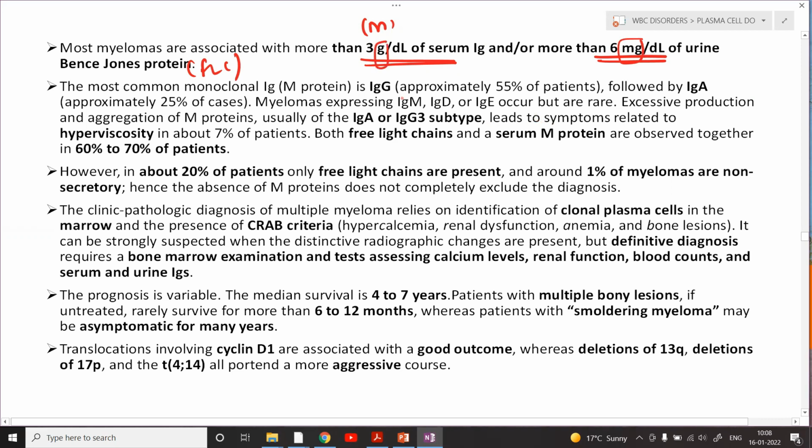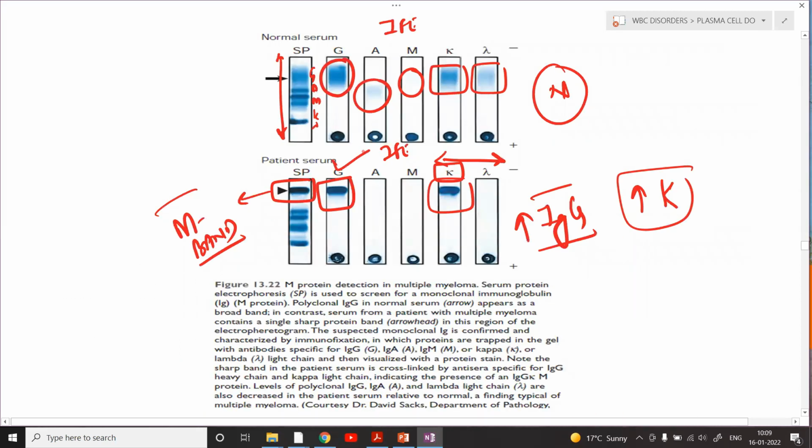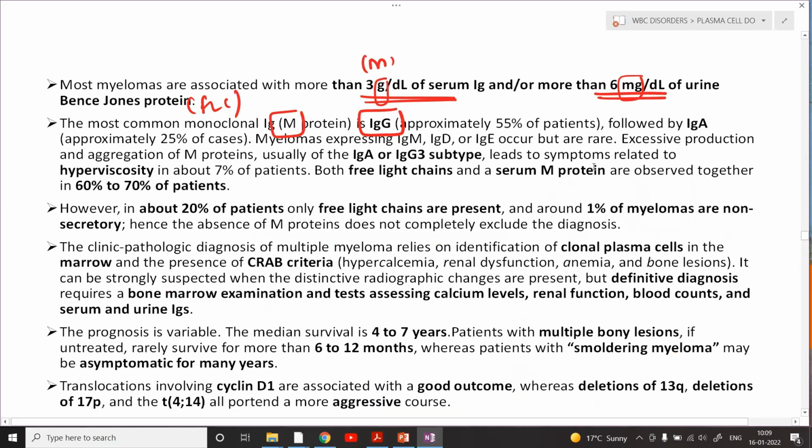Now, which is the most common type of immunoglobulin or M protein that we see? Most commonly, in 55% of patients, we see the IgG variety. As we can see over here, the IgG variety is this. So this type of multiple myeloma contains IgG type of antibodies. This is followed by the IgA variety, which is seen in 25% of patients. And very rarely does multiple myeloma show IgM, D or E class.